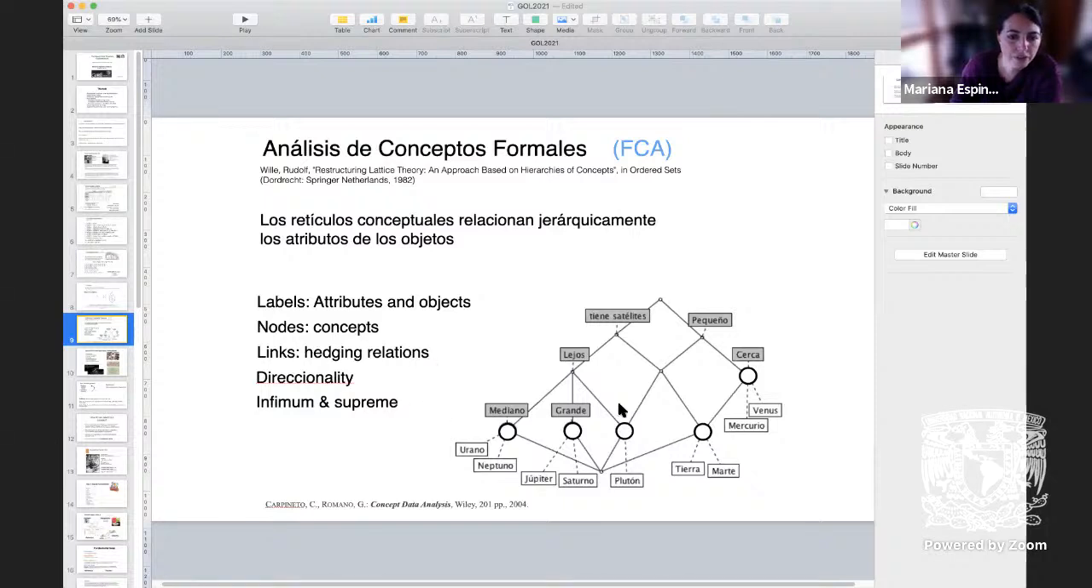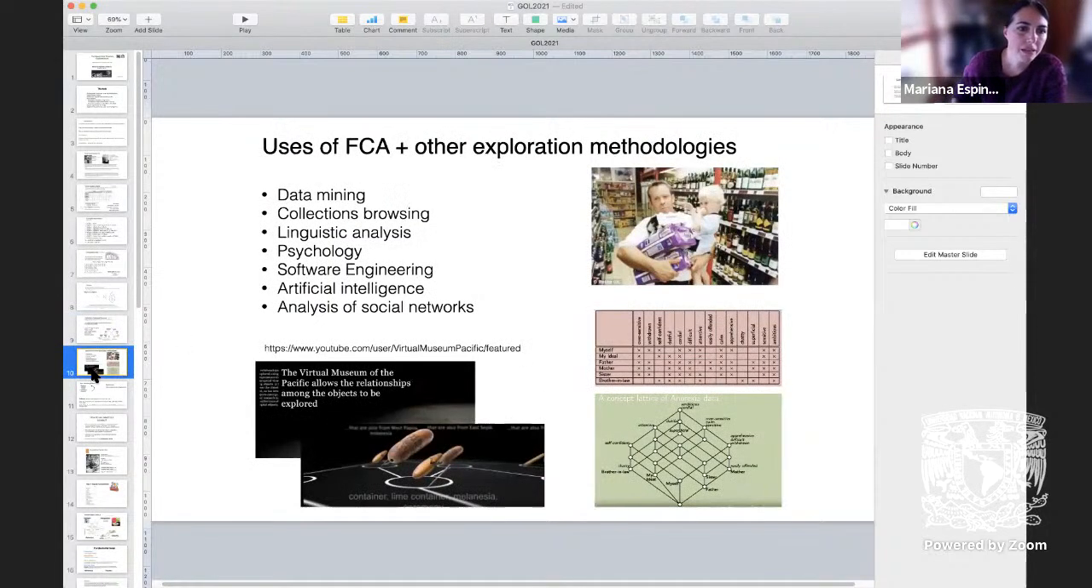You have hierarchical relations. You have a directionality, which is vertical, but parsimony in the development of theories lets you see that you have them accommodated in such a way that you don't have big jumps from one place to another. So concepts evolve parsimoniously. That's what I have observed. So formal concept analysis is used in data mining, collections, browsing, linguistic analysis, psychology, software engineering, artificial intelligence, and analysis of social networks.